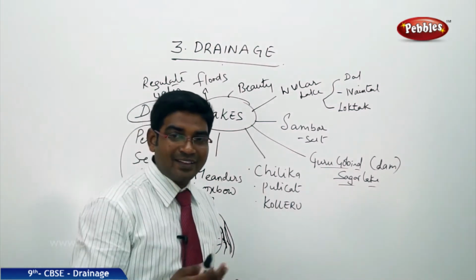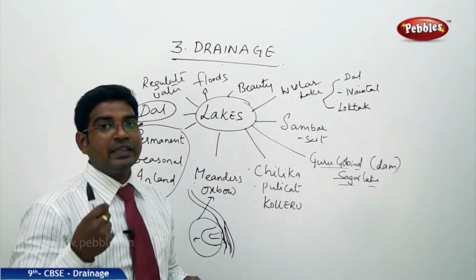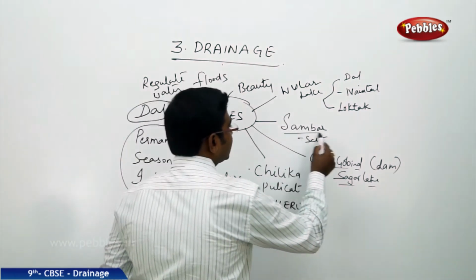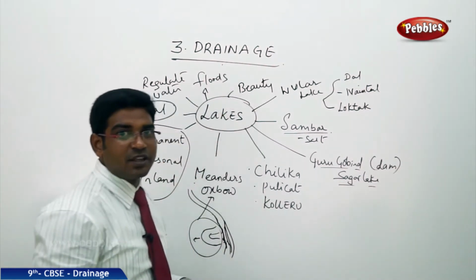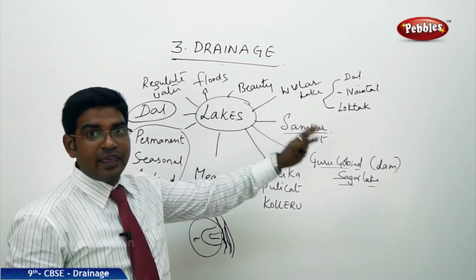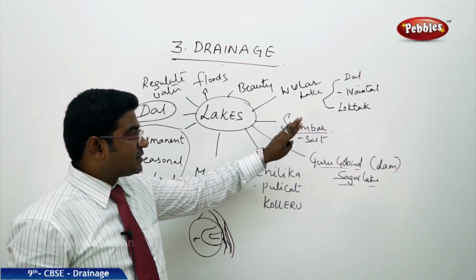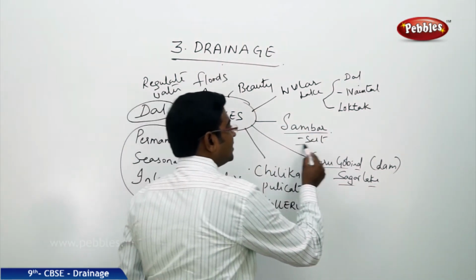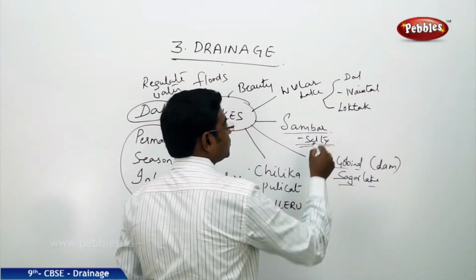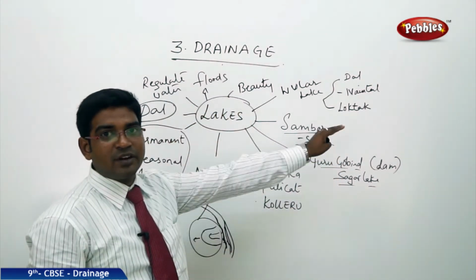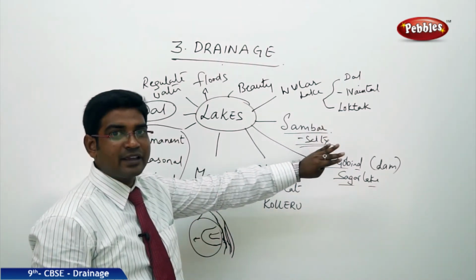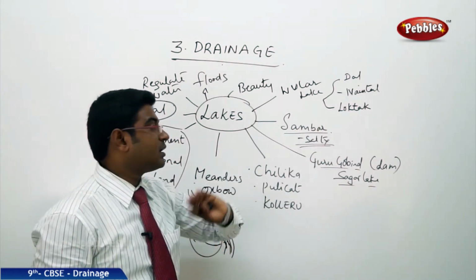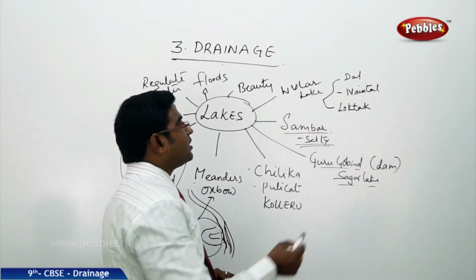Now moving on to the next category of lakes, that is the inland lakes. The inland lakes we have again two types. There is the Sambar lake in the Rajasthan region, which is an inland lake. It is different from the others because the water here is completely salty in taste. So that is the reason why this lake got a special place in our Indian context. That is the only lake which tastes salty, the Sambar lake, which is in Rajasthan.